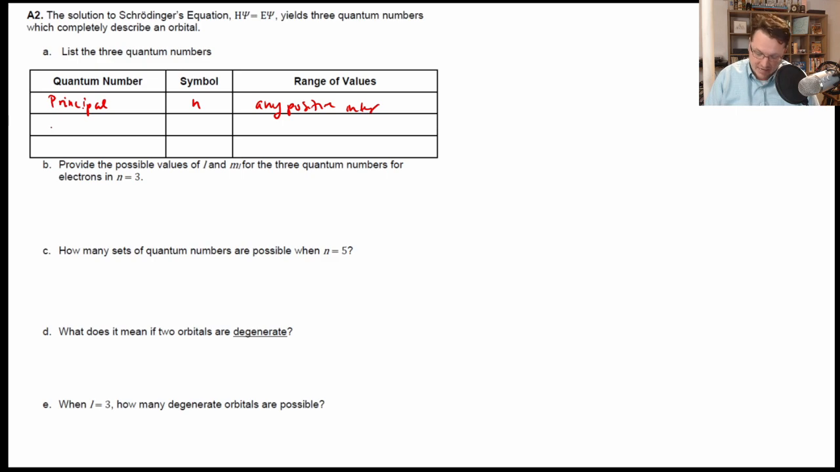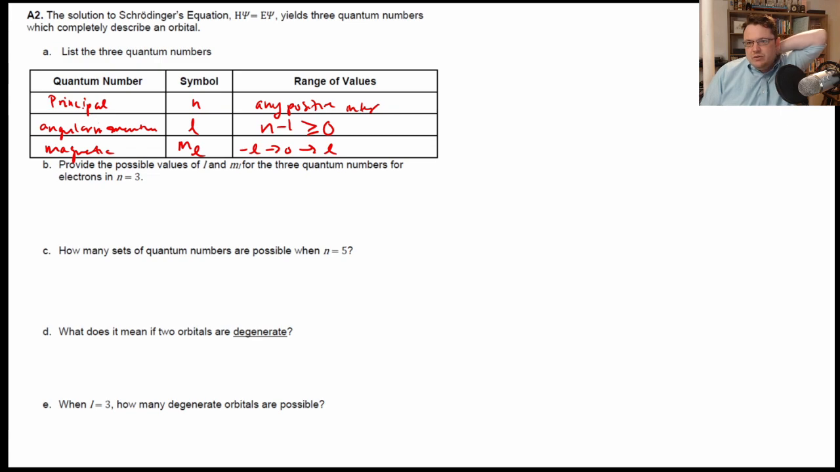The next is the angular momentum, and that's going to determine the shape. So that's L. This is simply from n minus 1 all the way down to 0. And then the last one is the magnetic, and this is the direction of them. This is referred to as m sub L, and this is simply from negative L to 0 to L. So those are the range of values that you can have.